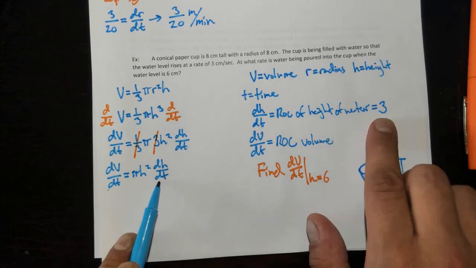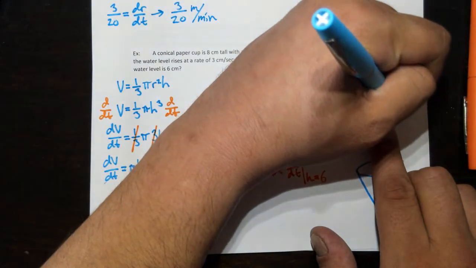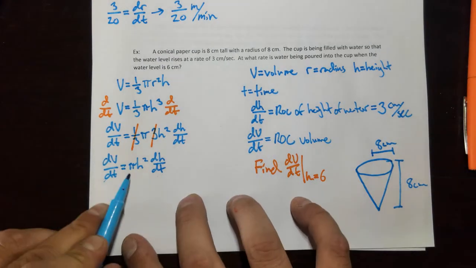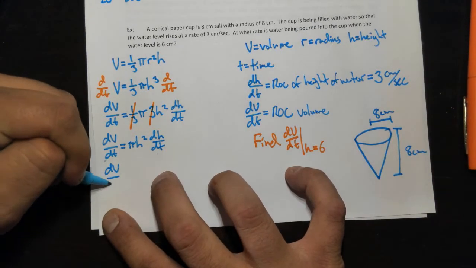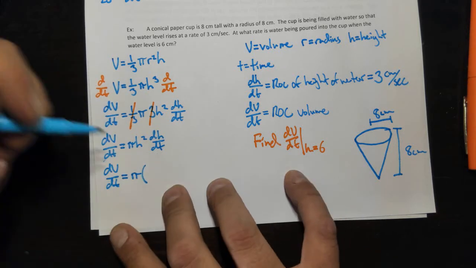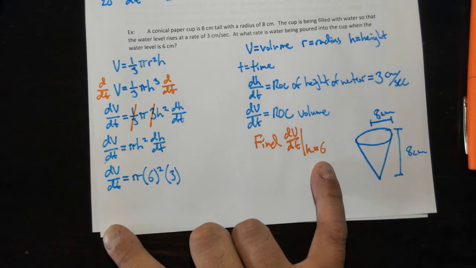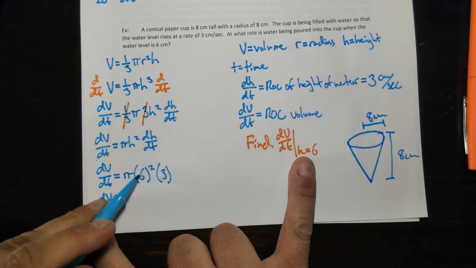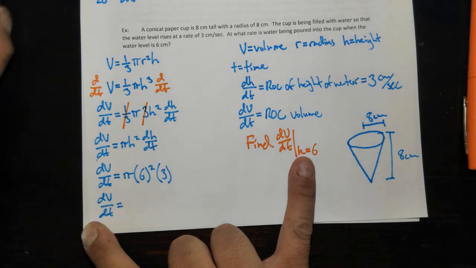We have dh dt is equal to 3. It's the rate of the water. I guess it's centimeters per second. It's the change in the height of the water. And let's see. H is given as 6. We want to know when the height is 6. So dV dt is equal to pi times h squared, so 6 squared, times dh dt, which is 3. And multiplying these together, we get dV dt is equal to pi times 6 squared, which is 36. 36 times 3 is, oh boy, 108. Let me double check.